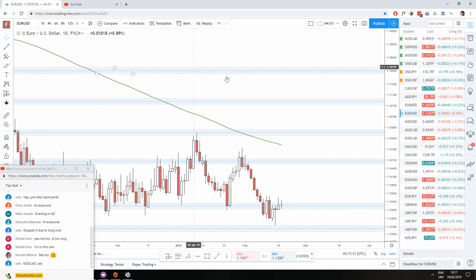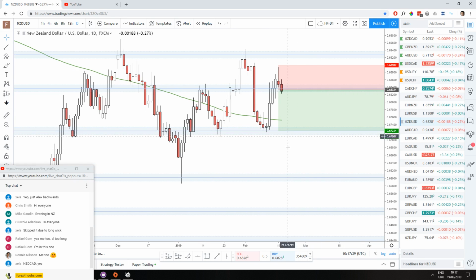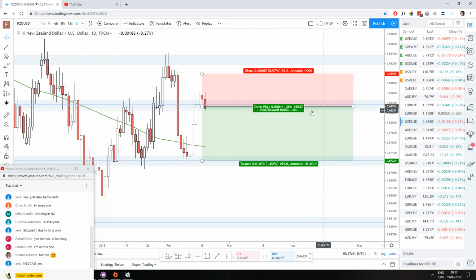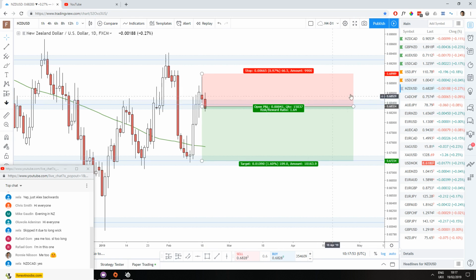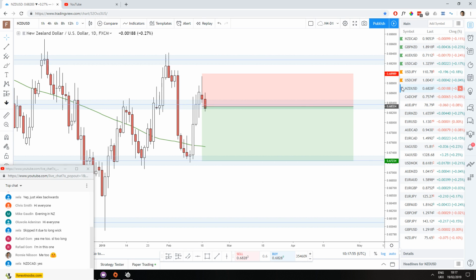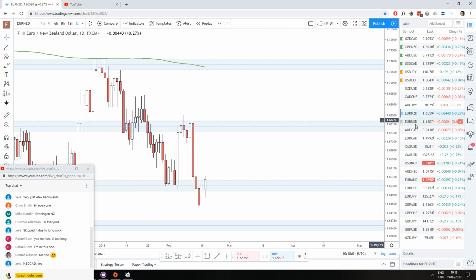Euro USD. Yeah, I mean, it's moving sideways, isn't it? New Zealand USD. This one. We're just going to move up to here. And I'm just considering marking this one green, but I don't think anyone's in this one, so I'm not going to mark it green. Let's not do that.